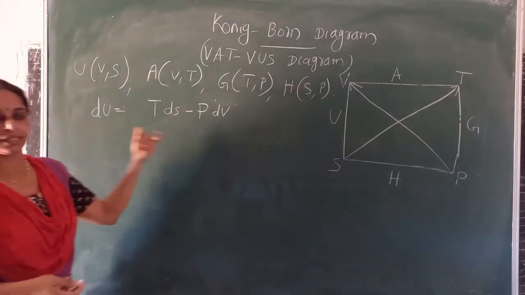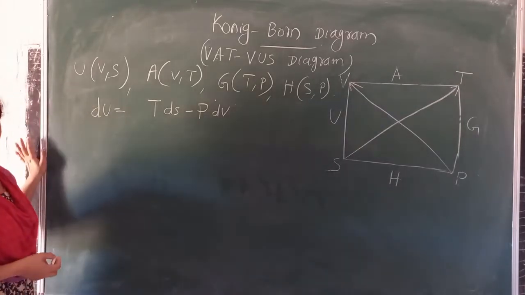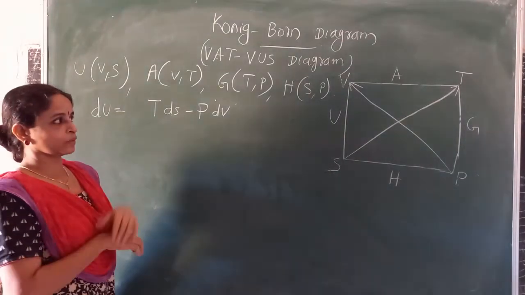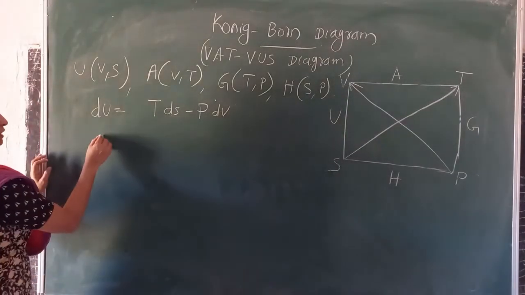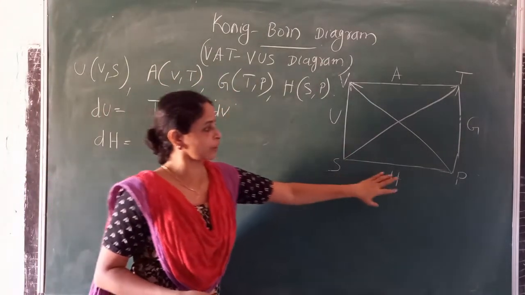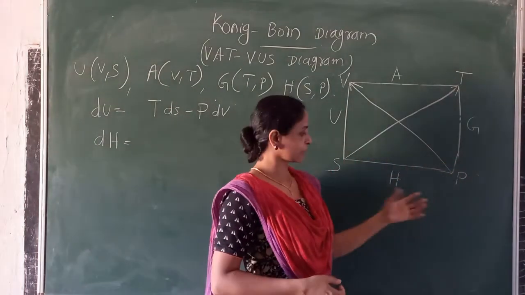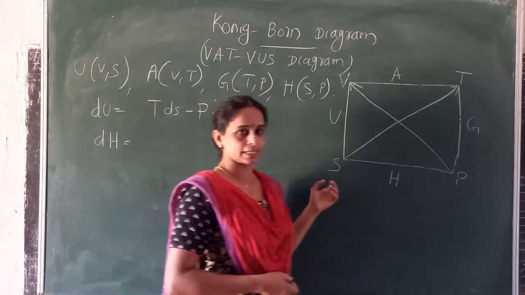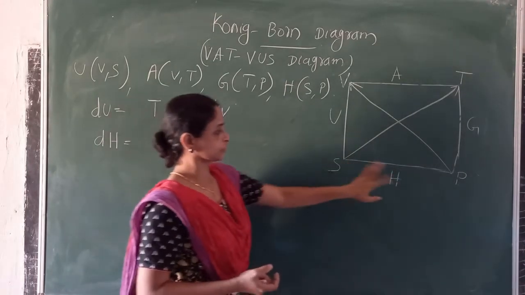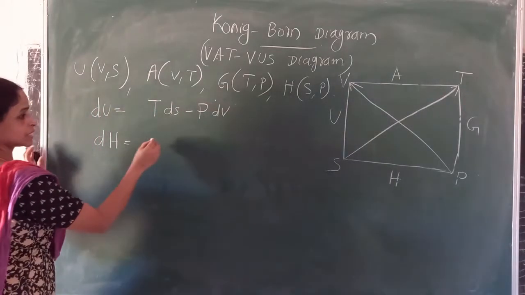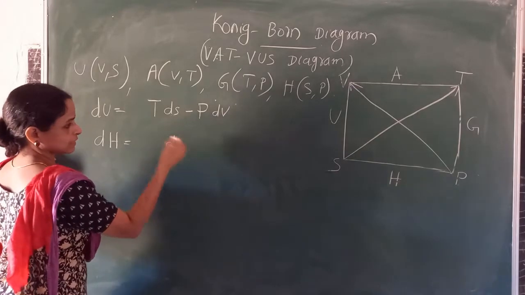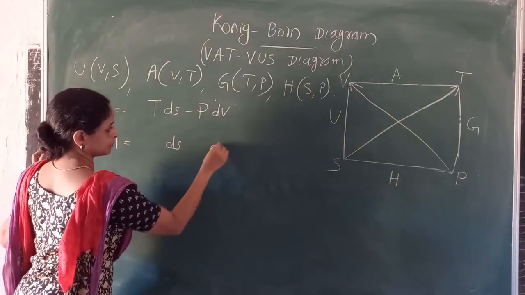So, this is the first thermodynamic potential relation. Just have a look at the H. We can write H similarly. H we have written is a function of S and P, because H is in between P and S. So H is a function of S and P, which means there is some value of dS and some value of dP.